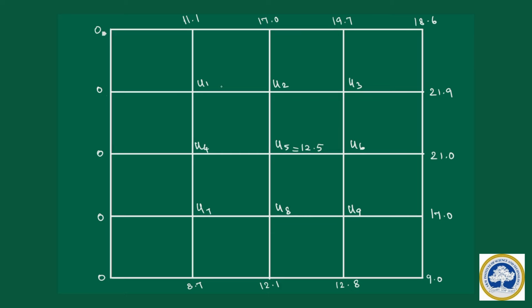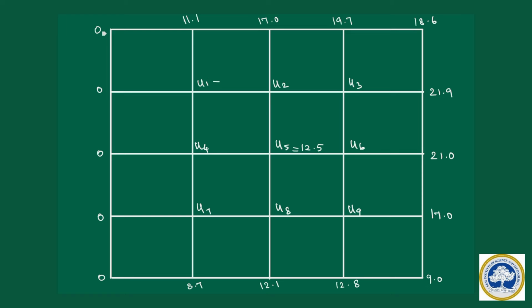Next, coming to U1. Now if you notice, in the second step under the first iteration, U1, U3, U7 and U9 can be calculated using DFPF, that is the diagonal 5-point formula, because these are placed diagonally to this U5. If you notice U1, all the diagonal elements are known. So using that, that is 0 plus 0 plus 17.0 plus 12.5.